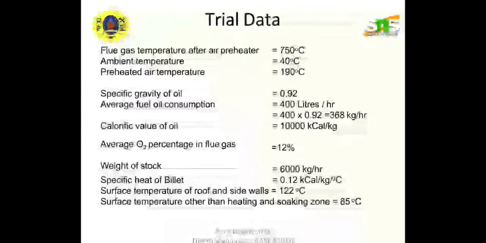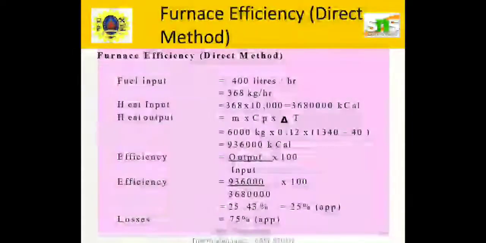Weight of stock is 6000 kg per hour. Specific heat of billet is 0.12 kilocalories per kg per degree Celsius. Surface temperature of roof and side walls is 122 degrees Celsius. Surface temperature other than heating and soaking zone is 85 degrees Celsius.